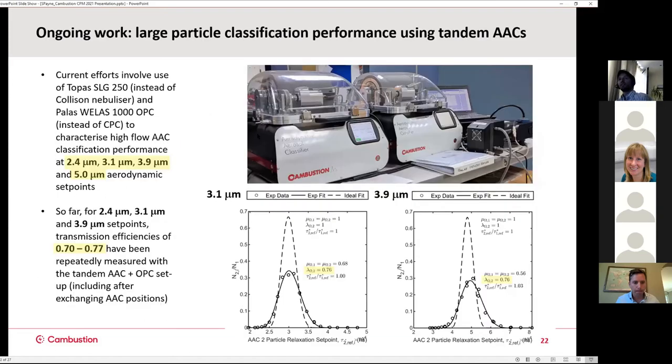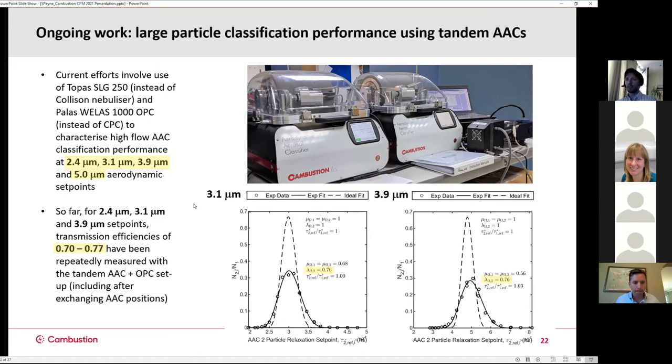So current efforts involve swapping in the Topaz SLG condensation aerosol generator in place of the Collison nebulizer, and swapping in a CPC for the Palas Welas, to then characterize high flow AAC classification performance at 2.4, 3.1, 3.9, and 5 microns as aerodynamic set points. So this is ongoing work, which involves a lot of repeated scans.